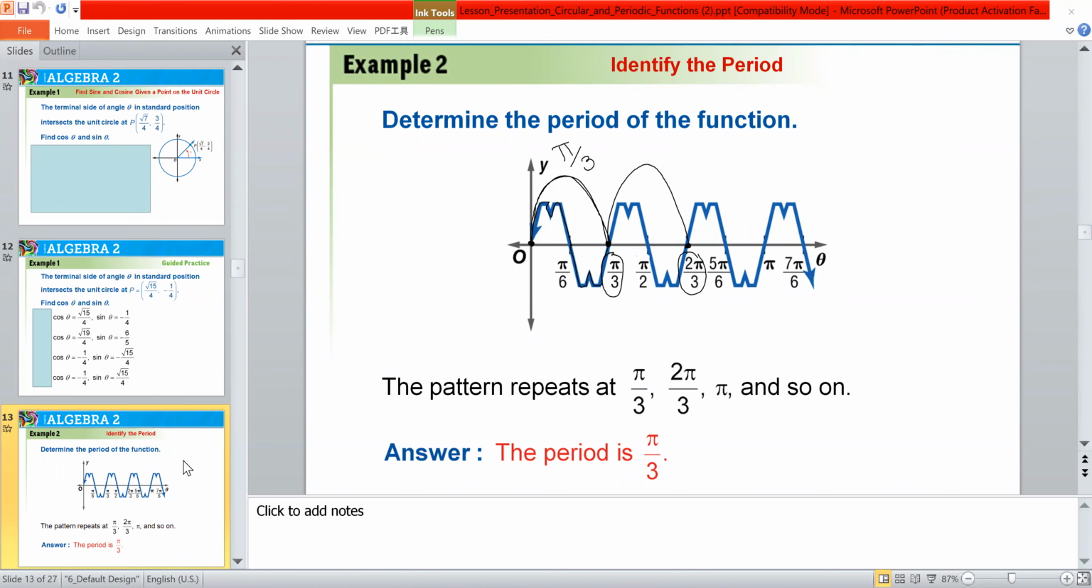So as you see, the period is the time after which our function is repeated, but it must make a complete rotation, meaning up and down, up and down. So the pattern repeats at pi over 3, 2 pi over 3, and pi, and so on. Each time we add pi over 3, and this is our period. Okay, let's start.